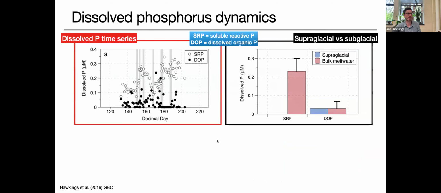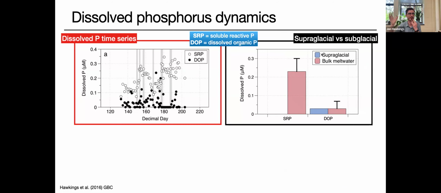So these are from the same year as the nitrogen concentration data you saw, but this is just from the proglacial river. We have a dissolved phosphorus time series on the right here. SRP is soluble reactive phosphorus, which is also known as inorganic phosphorus. DOP is dissolved organic phosphorus. And on the right here is just a comparison of supraglacial meltwater.